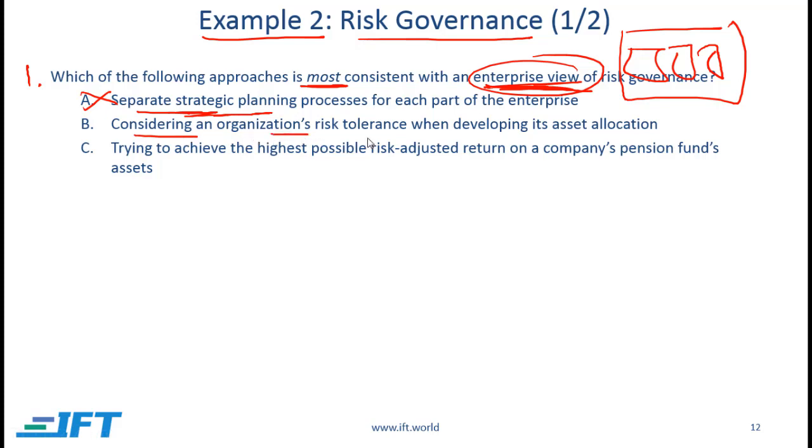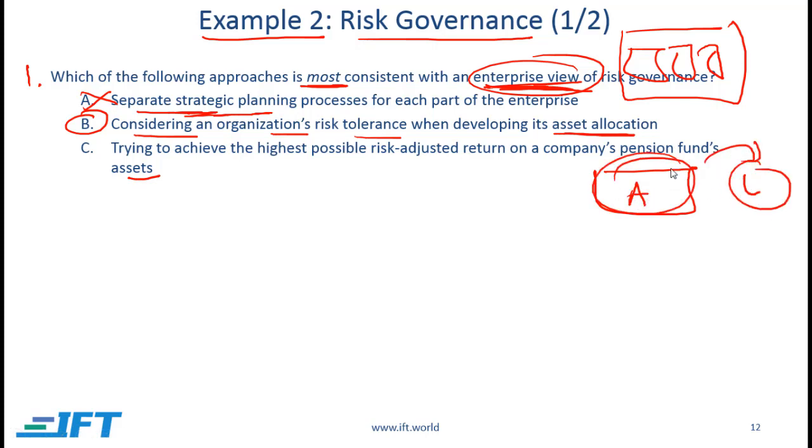B, considering an organization's risk tolerance when developing its asset allocation. So this makes sense. We look at the overall organization's risk tolerance and then develop the asset allocation. So this looks good, but let's also check C. Trying to achieve the highest possible risk-adjusted return on a company's pension fund's assets. Now we talked about this. A pension fund has its assets. These are supposed to meet liabilities. Simply focusing on the assets and trying to have the highest possible risk-adjusted return is not enough. We also need to consider the liabilities and the business environment of the company.